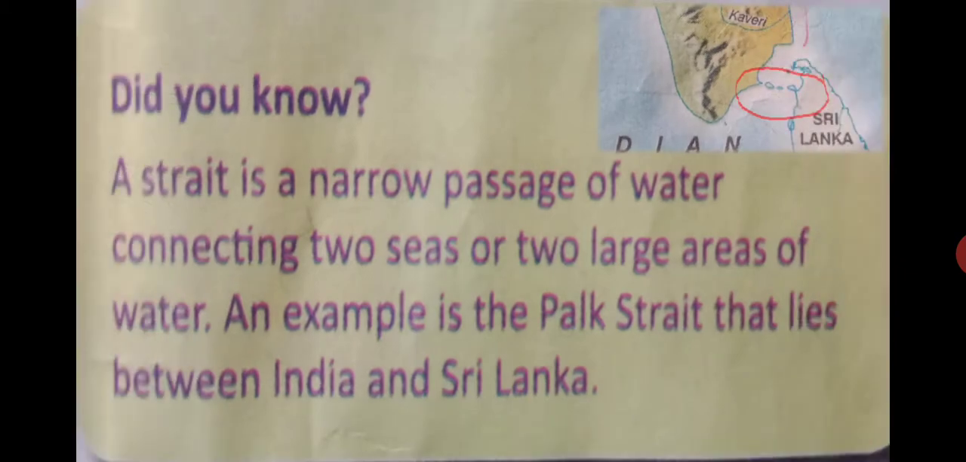A strait is a narrow passage of water connecting two seas or two large areas of water. For example, the Palk Strait that lies between India and Sri Lanka. Students, you can see this picture on the right side of the slide. You can see Palk Strait is marked with red color. How India and Sri Lanka are connected.